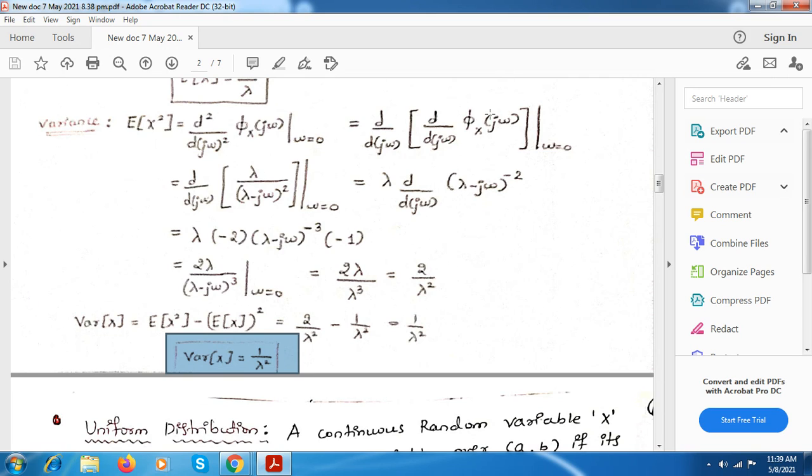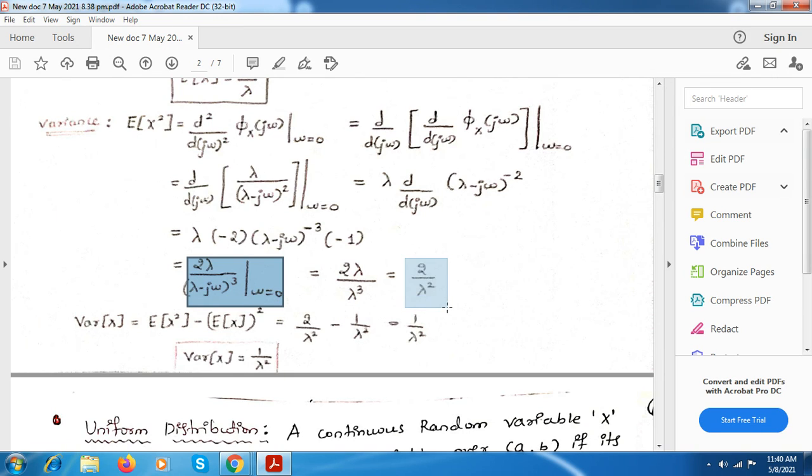Once you have differentiated that value, you already know it. So just substitute that and take the constant outside, and this is the differentiation. After differentiating twice you get this value, that is 2 lambda divided by (lambda minus j omega) whole cube. Then you have to put omega equal to 0.